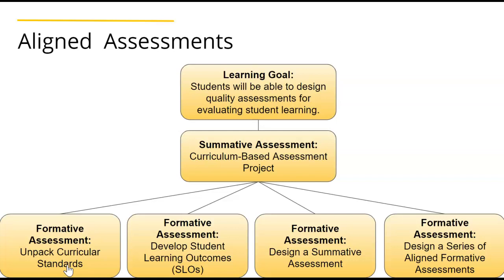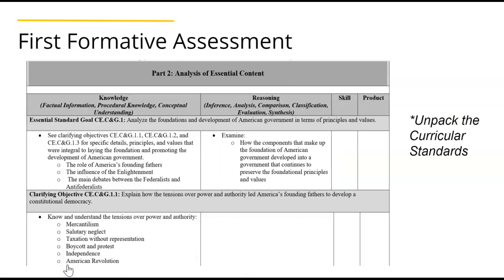The second formative assessment along the way would be that they take that standard course of study and they turn it into student learning outcomes for their courses. After they've done that, then they design a summative assessment, and sometimes that's a test if you're high school and your history and there's a lot of content, but a lot of times it's a project that they've designed for their summative assessment. And then they have to also design a series of formative assessments. So basically, I'm asking them to do an aligned assessment because they will be teachers again.